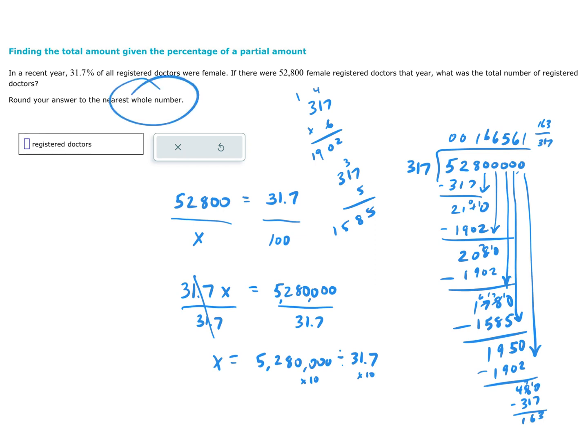Now it says round to the nearest whole number. So we need to see if this fraction is more than half. Let's just divide 317 by 2. This will be a fairly easy one to do. That's going to be 5, 10, and 17, and 2 goes into 17 8 times. I don't even care what the remainder is, because 163 is more than 158. So this part is more than a half, so we're going to need to bump this up by 1. So our answer is going to be 160,562 registered doctors.